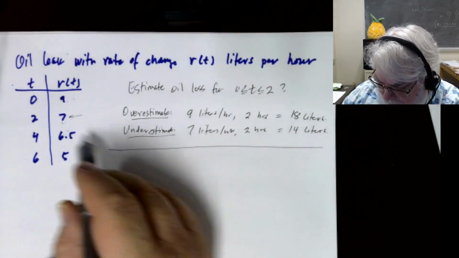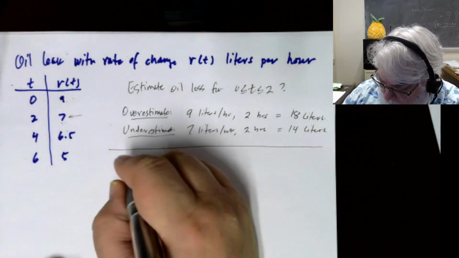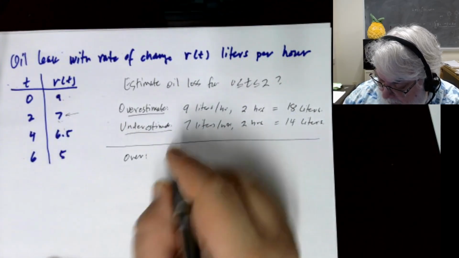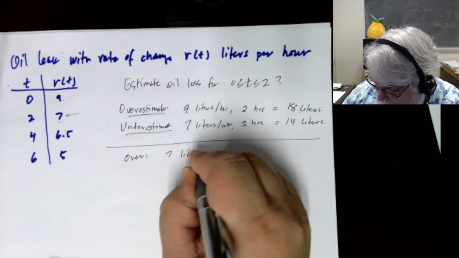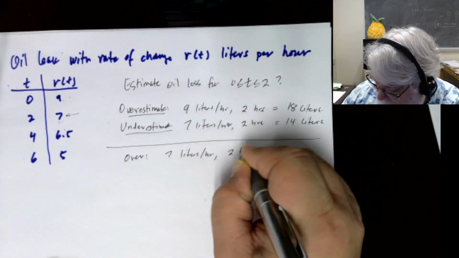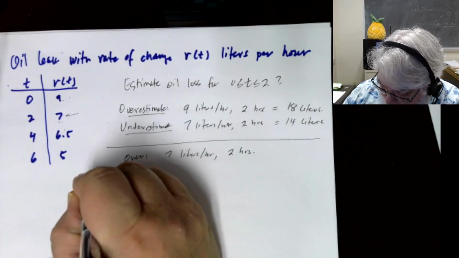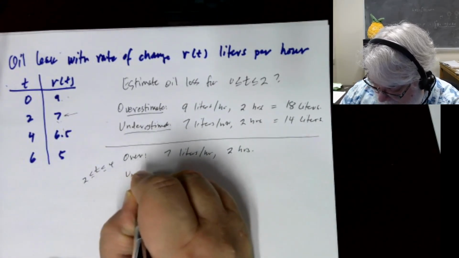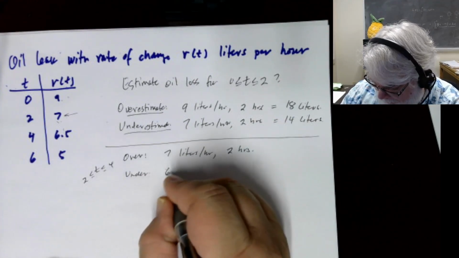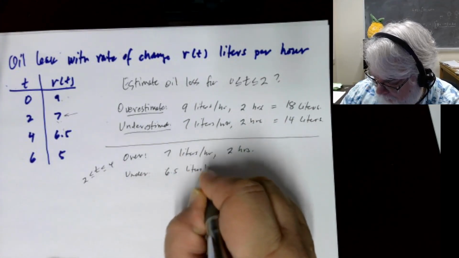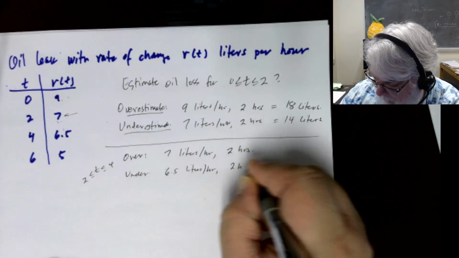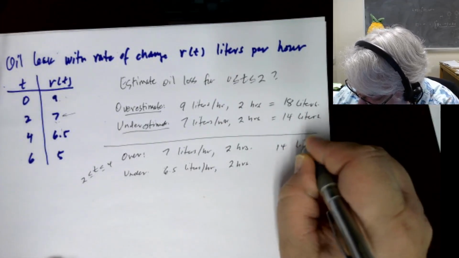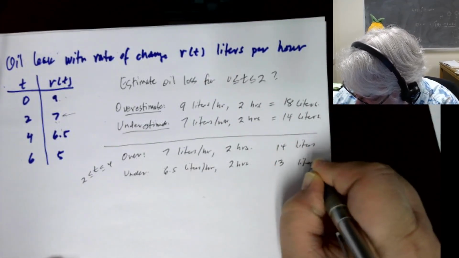So similarly, you could do the same thing for the next time interval, right? So our over value would start at 7 and end at 6.5. We'd use the 7, so we'd use 7 liters per hour for 2 hours. So this is for time 2 to 4. And then for our underestimate, we'd use the smallest, so that'd be 6.5 for 2 hours. Okay, so that'd be 14 liters or 13 liters. It's pretty close.